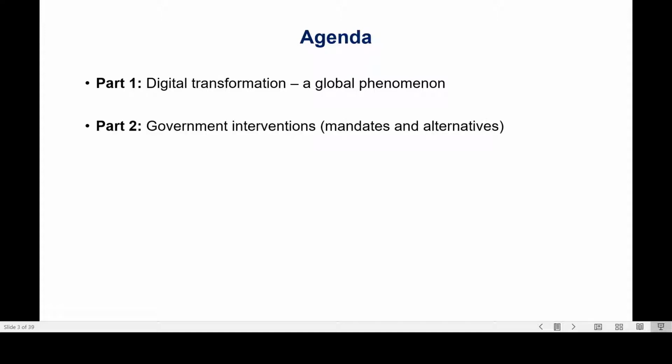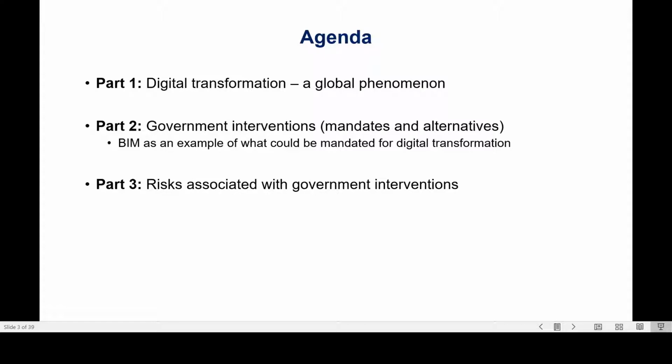Let's move on to this presentation, which I've basically developed into five parts or agenda of some sort. The first part is going to talk about digital transformation as a global phenomenon, and then we'll go into the meat of the matter, where I'll talk about government interventions in the form of mandates and maybe other alternatives. At this stage, I'll probably use BIM as an example of what could be mandated for digital transformation in construction. The third part will talk about risks associated with government interventions, what happens when governments try to get involved and mandate things.